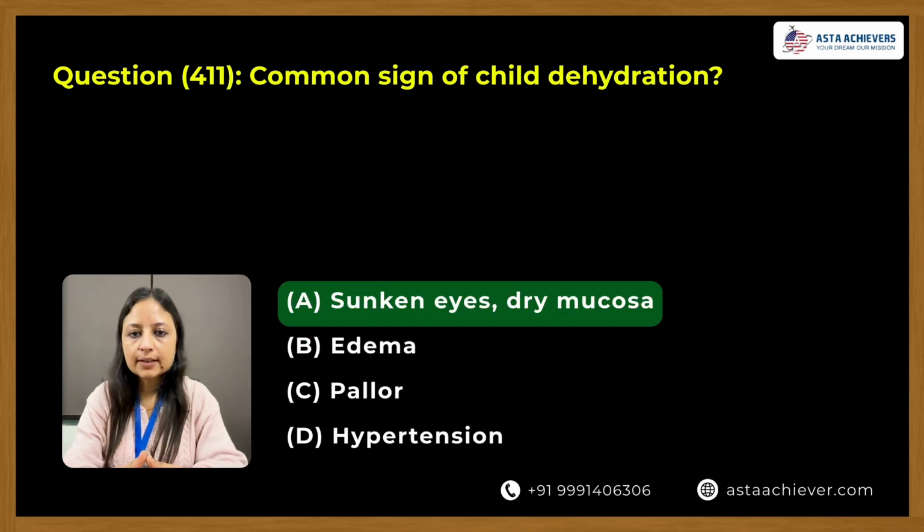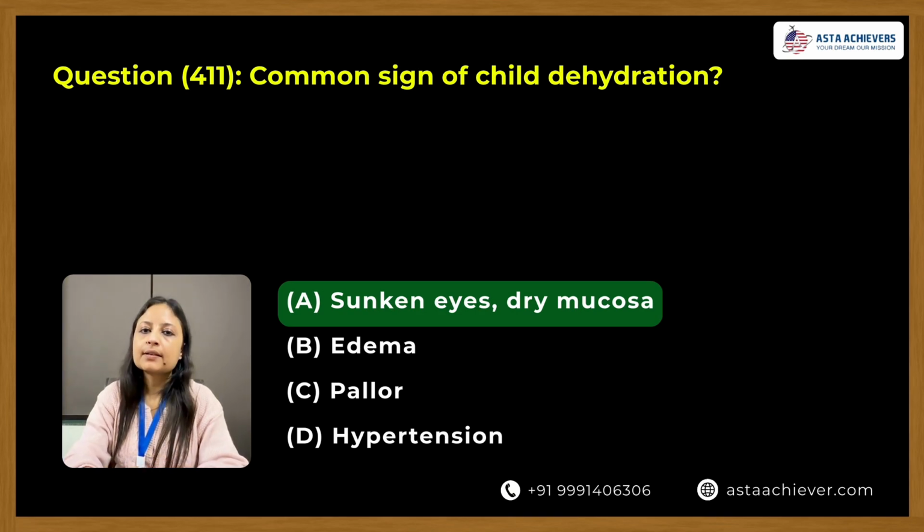Question number 411. Common signs of child dehydration are: option A, sunken eyes and dry mucosa; option B, edema; option C, pallor; option D, hypertension. So option A, sunken eyes and dry mucosa, is the correct answer, because classic signs include sunken eyes and dry mouth.